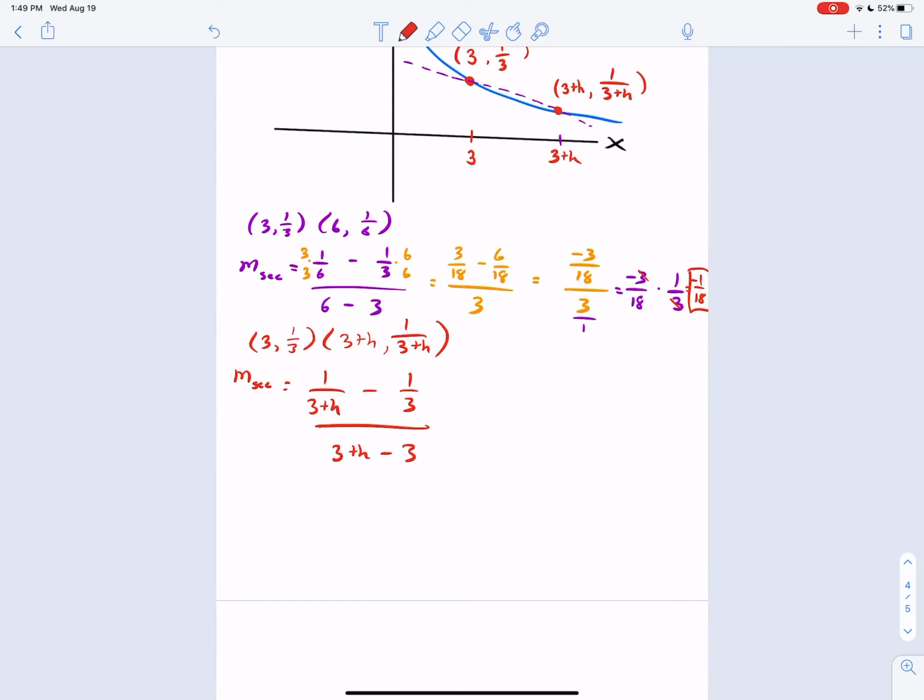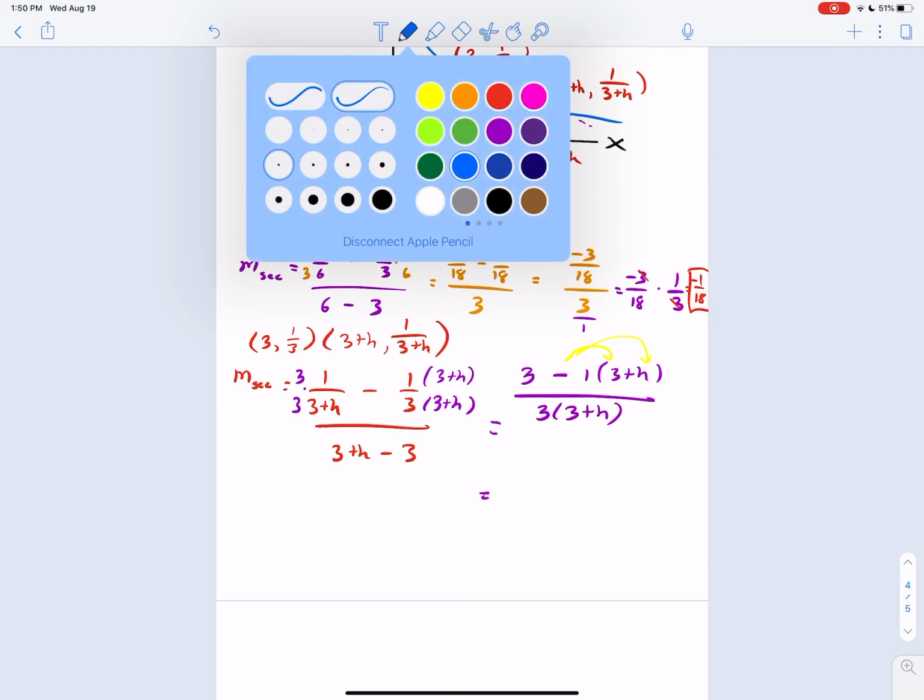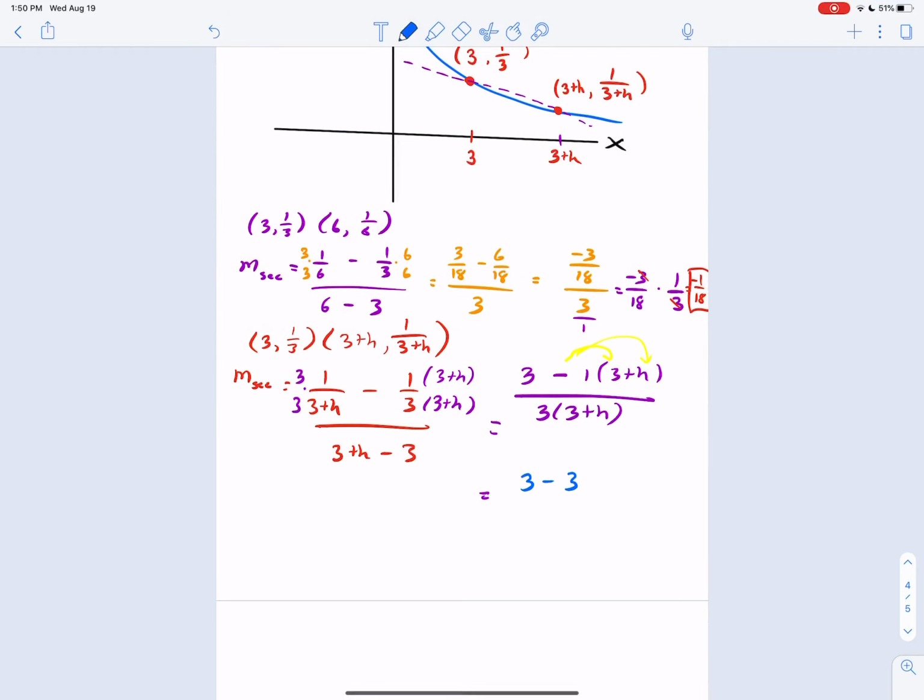I notice at the top I'm subtracting 2 fractions, so I need to get common denominators, so I'll multiply top and bottom by 3 here, and 3 plus h on the other fraction. So I'm going to get a common denominator of 3 times 3 plus h. On the top, I'm going to have 3 times 1, which is 3, minus 1 times 3 plus h. If I distribute that negative 1, I should get 3 minus 3 minus h all over 3 times 3 plus h.